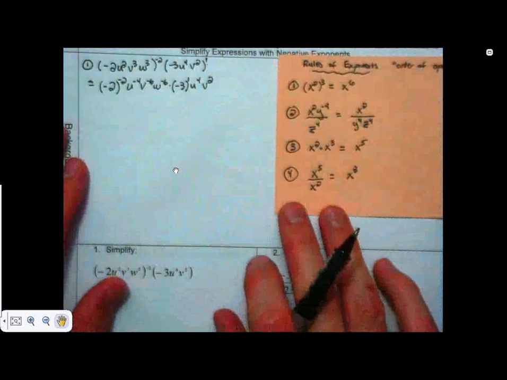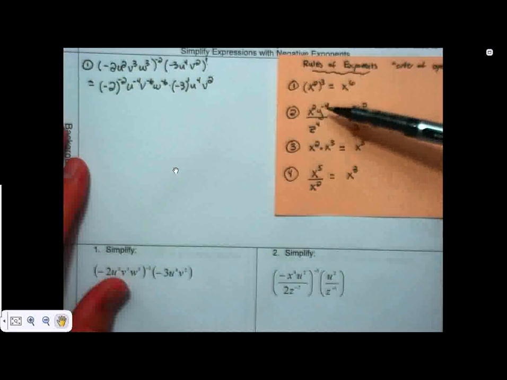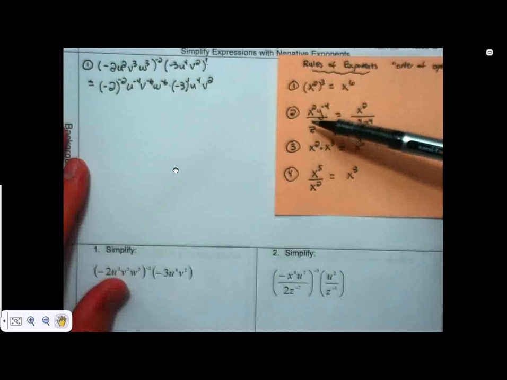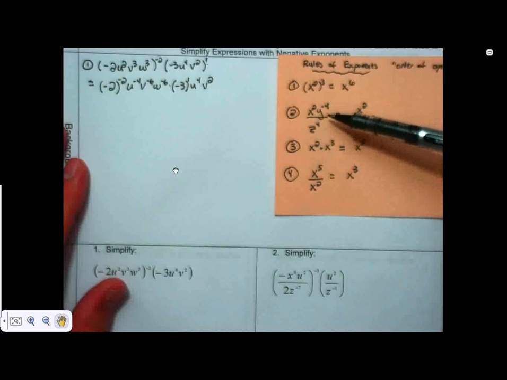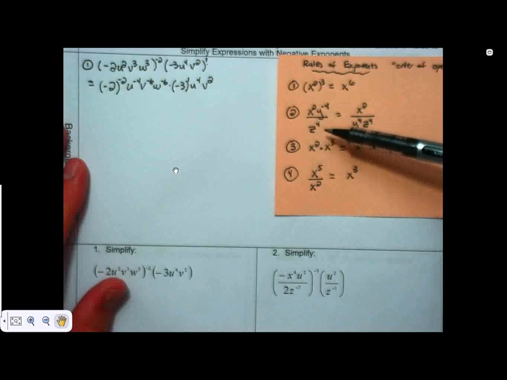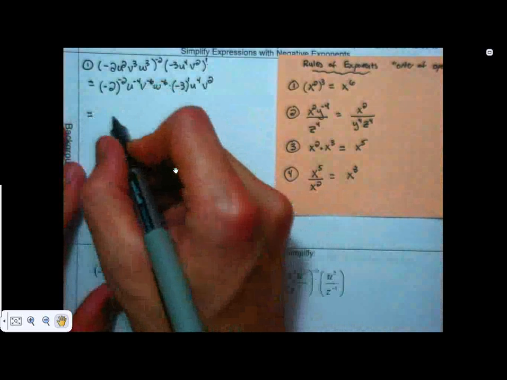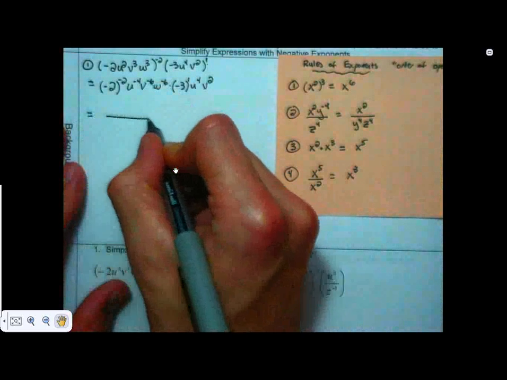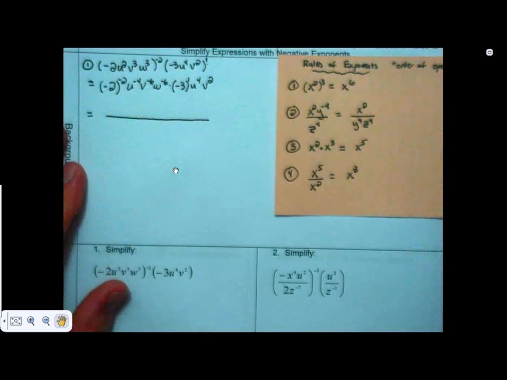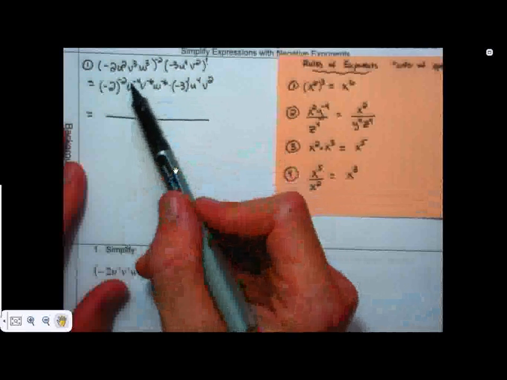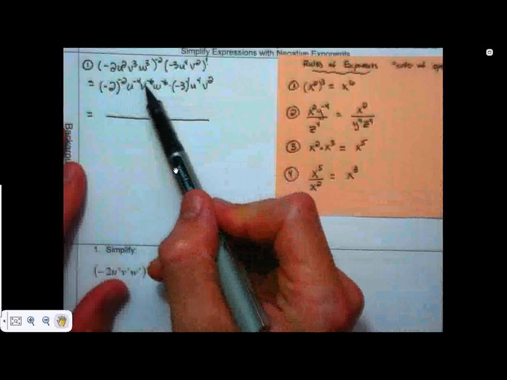Okay, now I'm on to rule number 2, which is taking care of negative exponents. Remember, negative exponents really indicate that I'm looking for reciprocals, so that means flip. The way I'm going to set this up is I've got a top and I've got a bottom. On top, that's really where all this stuff is currently.